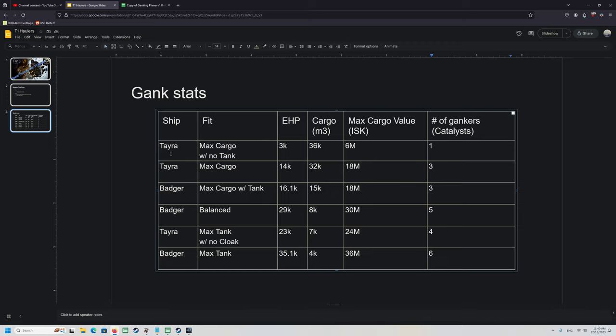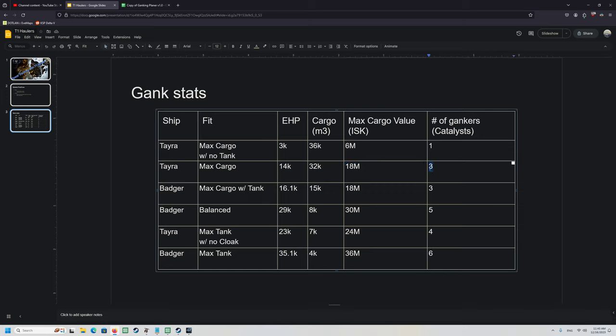Now, as we start going down, you'll see the Tayra is kind of like the two higher ones. Adding tank to this ship, as you can see, it almost goes to 5 times the EHP, which makes it much more difficult to gank. It barely has an effect on the cargo hold and allows you to carry 3 times as much cargo value before you become a gank target. It also requires 3 gankers, which is more obvious.